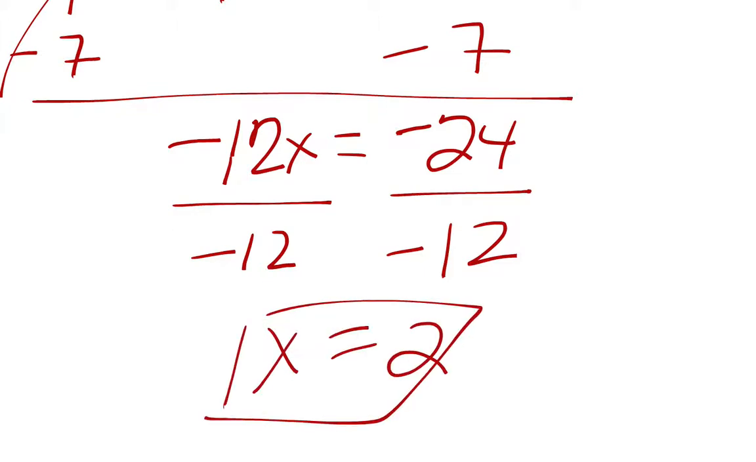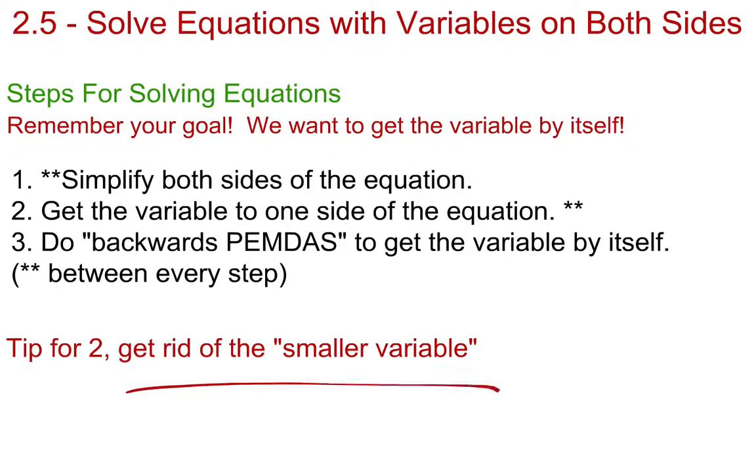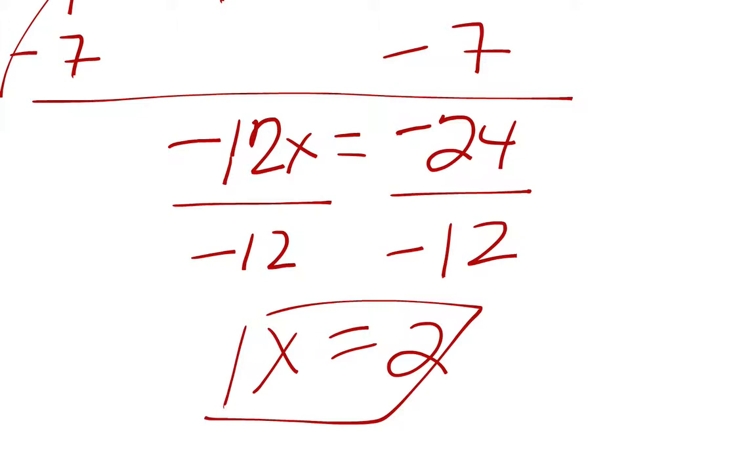The reason why I gave you that tip in the previous slide to get rid of the smaller variable is because when you don't get rid of the smaller variable, at the end you're left with a negative variable. And you just have to deal with that negative at the end.